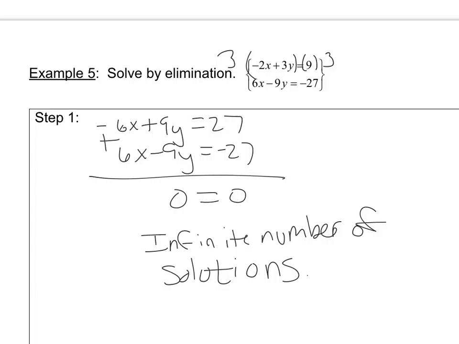So let's take a look at some more. Now we're going to be getting into word problems. Okay, these you're going to want to watch because there's probably going to be one exactly like it on the test. Okay.